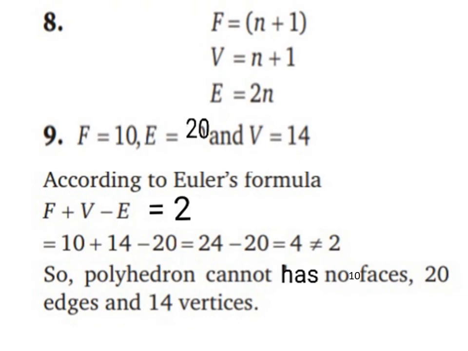See in your book how many faces, edges and vertex does the pyramid have with n side polygon as its base. So f equal to n plus 1, v equal to n plus 1 and e equal to 2n.